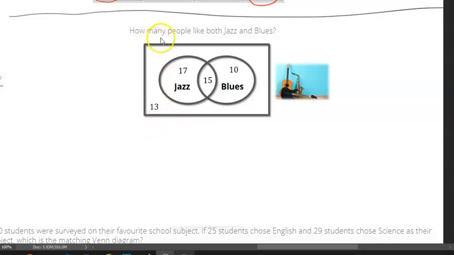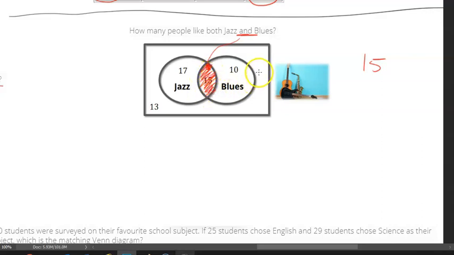The question says here, how many people like both jazz and blues? In this case here, we're solely looking for the people that like both jazz and blues. So the amount is 15 because it's where that overlap is. Okay, and we like to associate the word "and" with that intersection here.